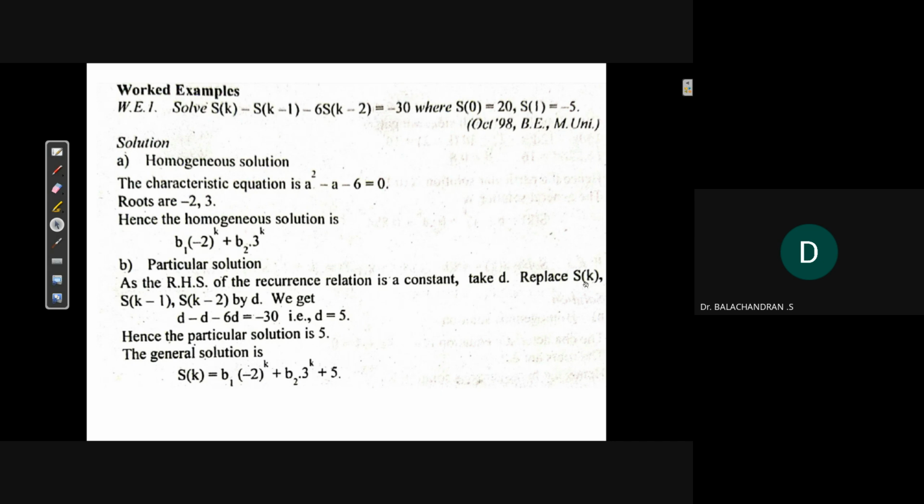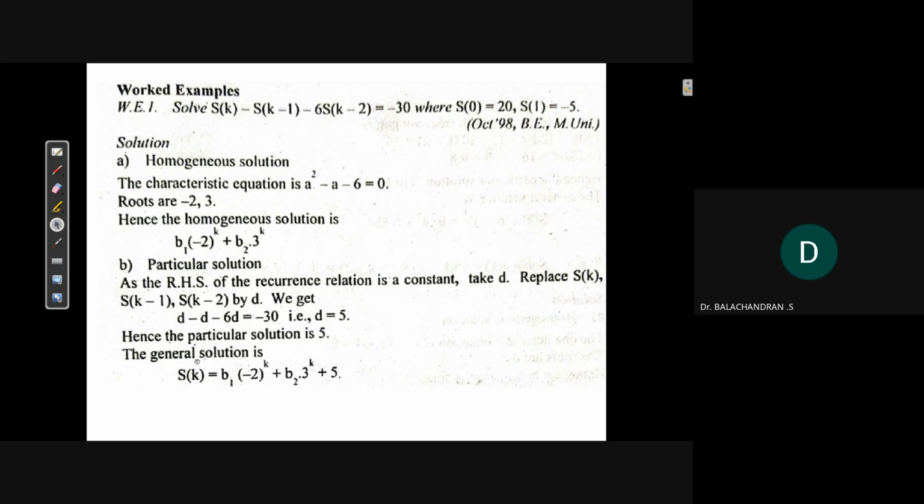So that's why I'll take s of k as d. s of k is d, s of k minus 1 is d, s of k minus 2 is also d. So substitute here: d minus d minus 6d equal to minus 30. So d gets cancelled. Minus 6d is equal to minus 30, so d equal to 5. So that is your particular solution, because instead of s of k, you are taking d. So the particular solution is 5.